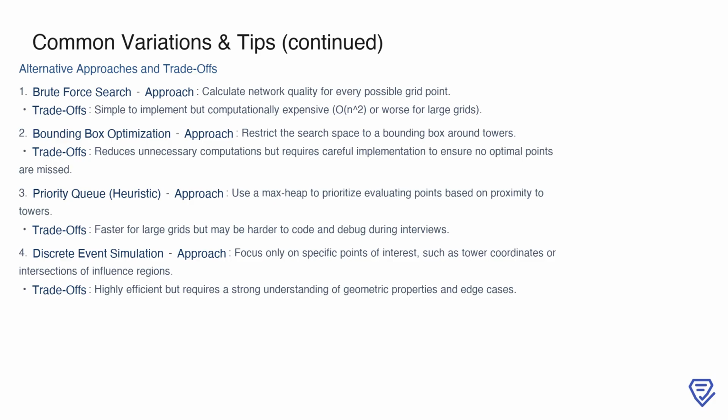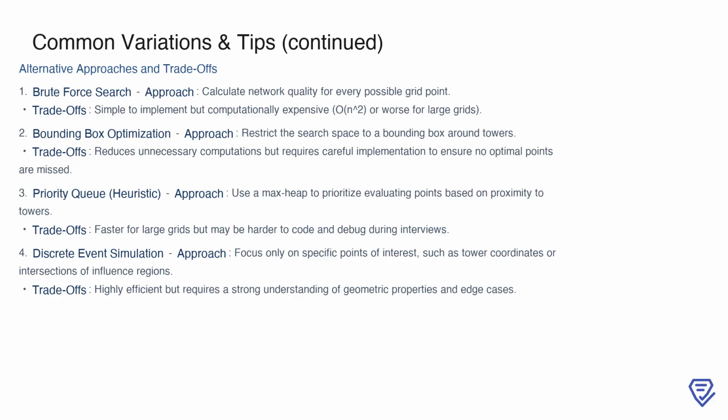A brute force search involves calculating the network quality for every possible grid point. While this method is simple to implement, it's computationally expensive, especially for large grids, making it less ideal for time-sensitive scenarios. A more optimized approach is bounding box optimization, where you restrict the search space to a bounding box around the towers. This reduces unnecessary computations but requires careful implementation to ensure no optimal points are missed.